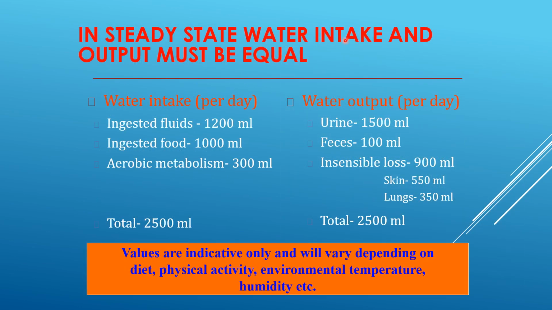So in steady state, water intake and water output must be equal. Water intake is a total of 2500 ml, out of which are ingested fluids, ingested food, and aerobic metabolism, with these values. And water output per day is again urine 1500 ml, feces 100 ml, insensible loss 900 ml, and total again 2500 ml. So values are only indicative and will vary depending on the diet, physical activity, temperature, humidity, etc.